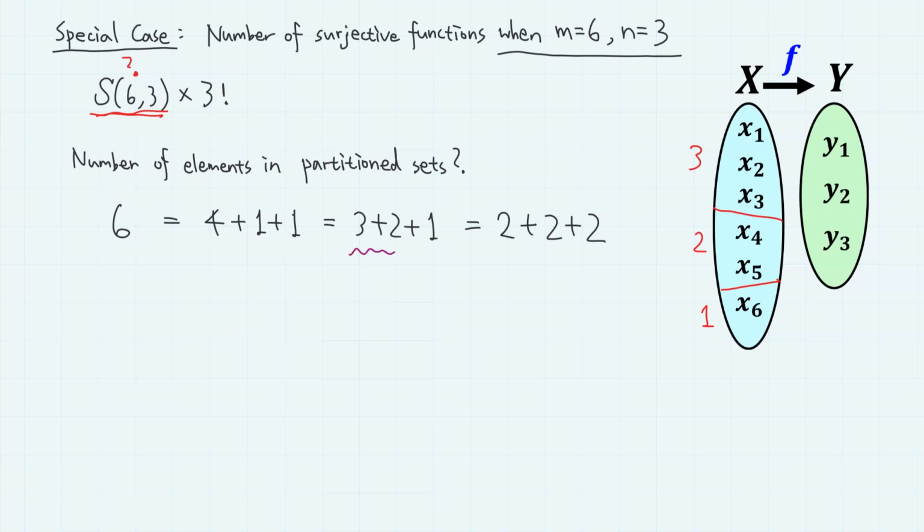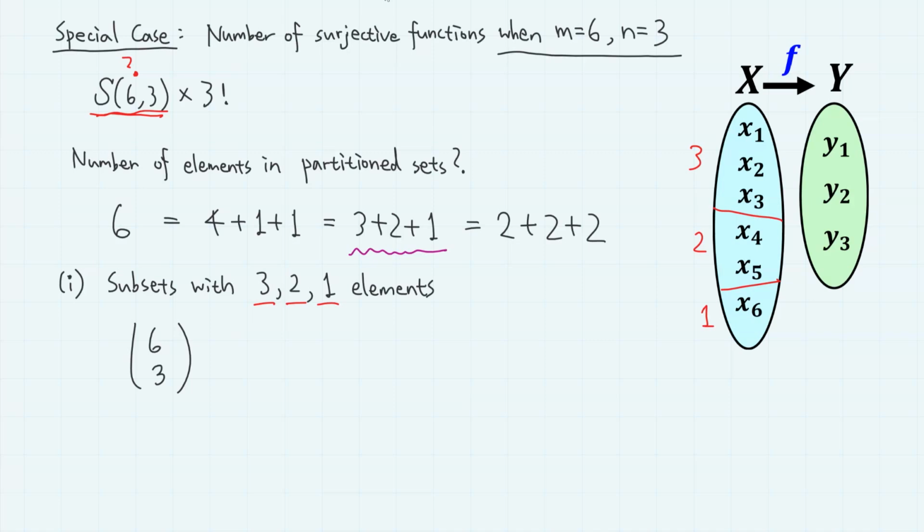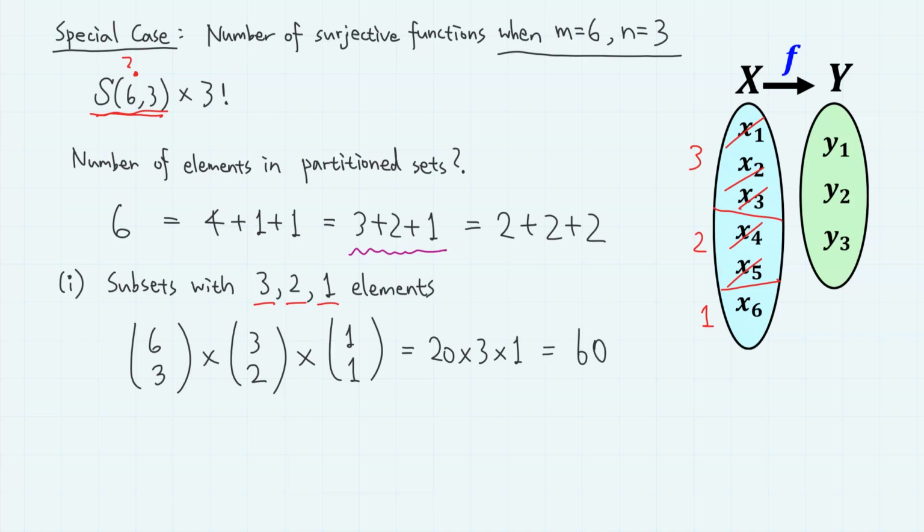And let's actually try this case first. That is, partitioning into 3 subsets having 3, 2, and 1 elements respectively. First, out of 6 elements from domain, we choose 3 elements for the subset having 3 elements. So we have 6 choose 3. Then we have 3 elements left, and we choose 2 elements for the next subset, so we have 3 choose 2. Then we have only 1 element, and we choose 1 element for the last subset. So we have 6 choose 3 times 3 choose 2 times 1 choose 1, which is 20 times 3 times 1, which is 60.